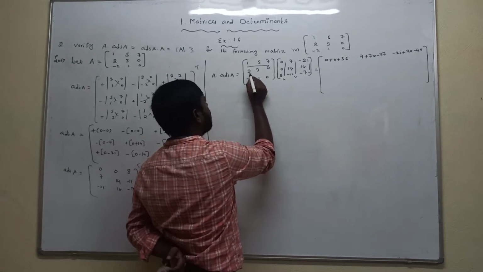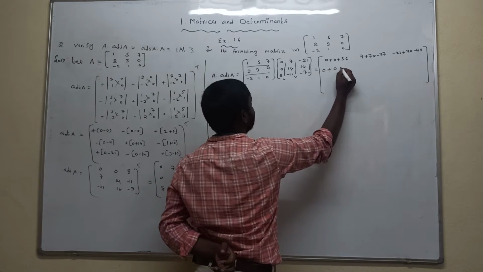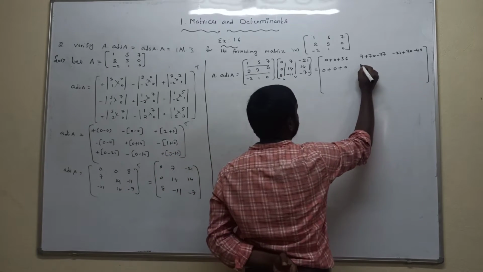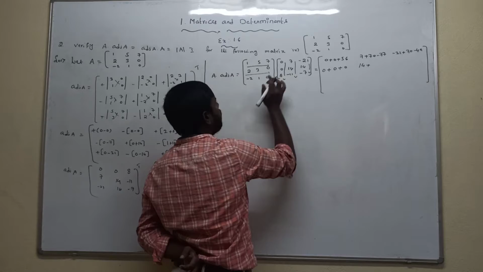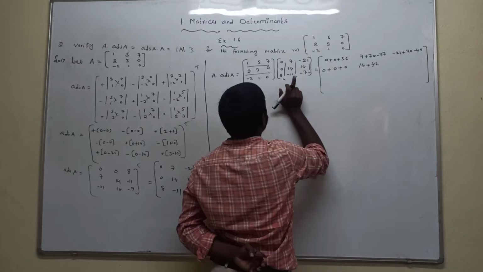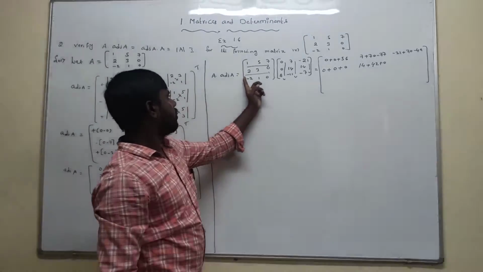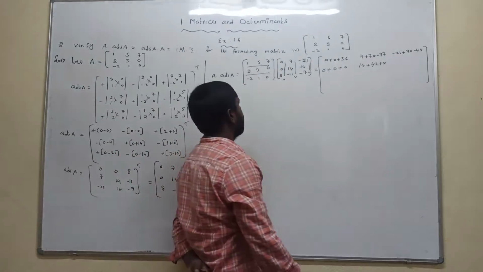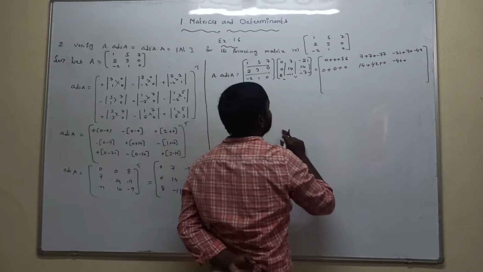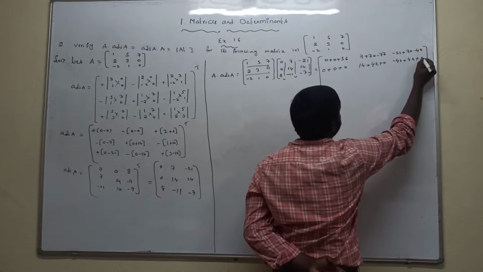Next, product with the second row, first column: 2 into 0 is 0, plus 3 into 0 is 0, plus 0 into 0 is 0. Next, product with the second row, second column: 2 into 7 is 14, plus 3 into 14 is 42, plus 0 into anything is 0. Next, product with the second row, third column: 2 into minus 21 is minus 42, plus 3 into 14 is 42, plus 0 into anything is 0.